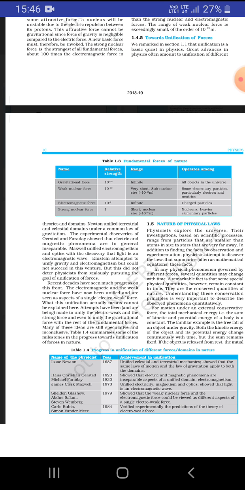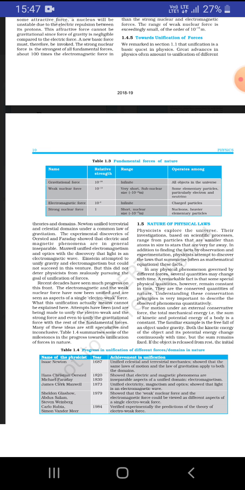So the electromagnetic and the weak nuclear force are also called the electro-weak force, and we cannot explain it easily here. Many more things happen, and in the summary in 10.1.4 they are saying some of the milestones of progress towards unification of forces in nature. Towards the unification of forces they have done many experiments.